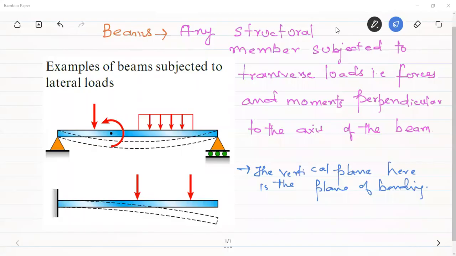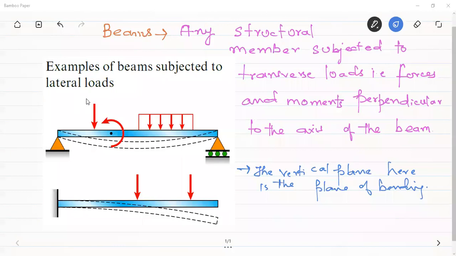So we had defined the beams in the previous class, and we had also seen the classification of the beams. Any structural member subjected to the transverse loads, that is the forces and the moments perpendicular to the axis of the beam. These are the members in which the loads are perpendicular to the axis of the beam. So you can see an example of the beam.